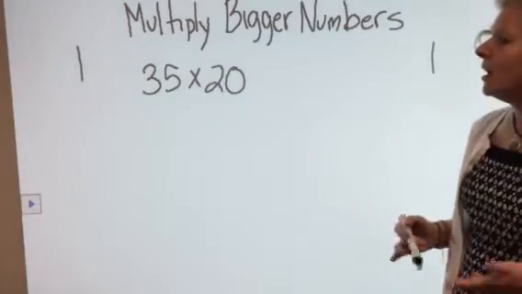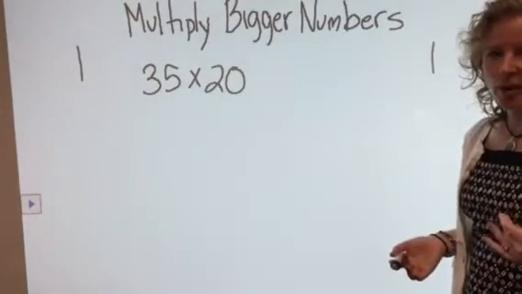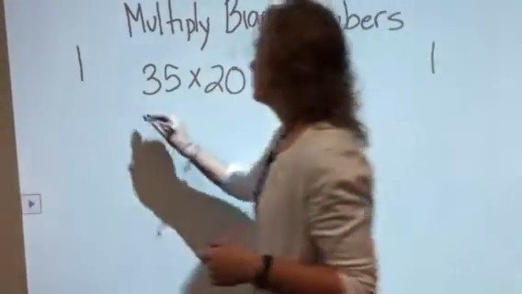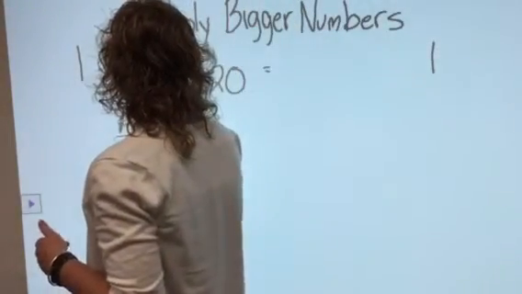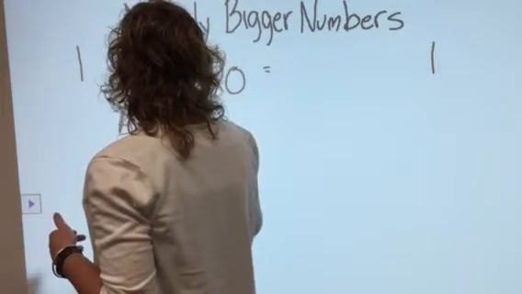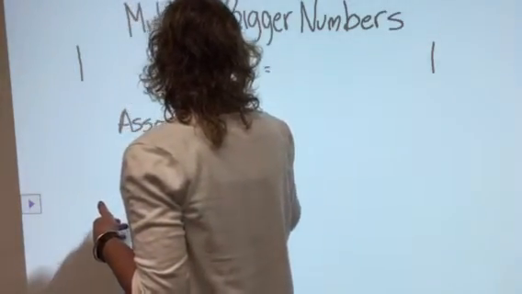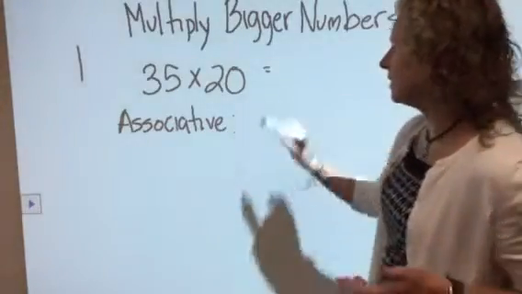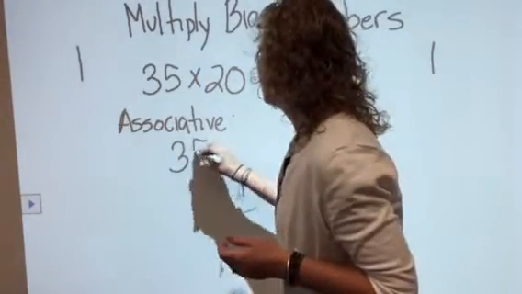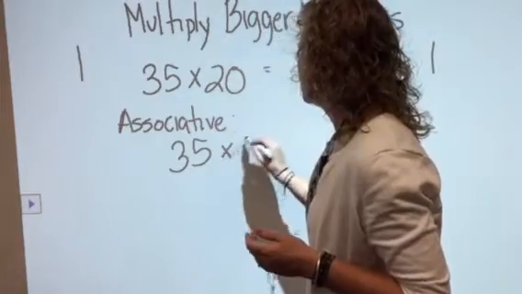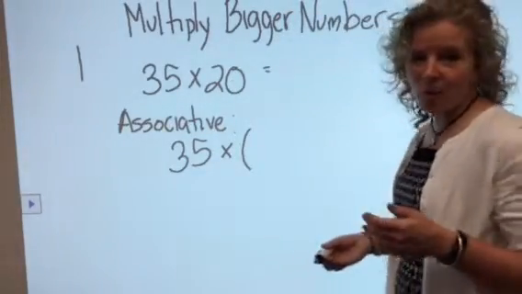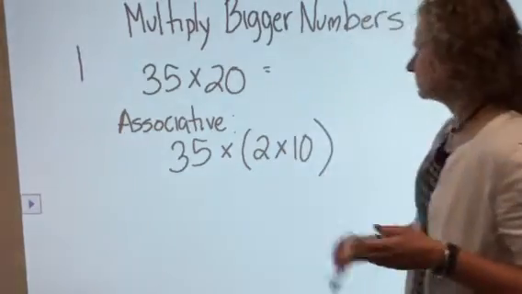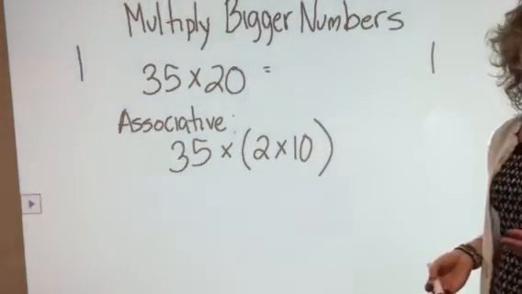When we do this, there are a couple of ways that we can practice doing this. First, I want to show you how I could use the associative property. Do you remember the associative property? That's the grouping property. It does not matter how I group the numbers. So I could look at this math problem as 35 times, let's break down my multiples of 10, 2 times 10. Do we see that one?